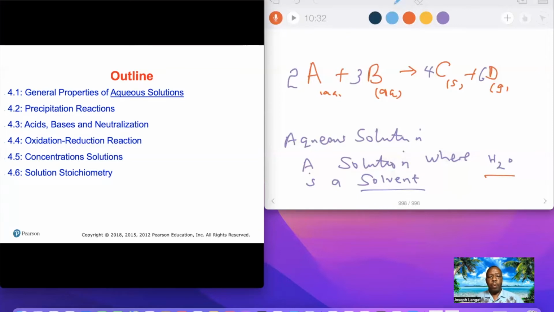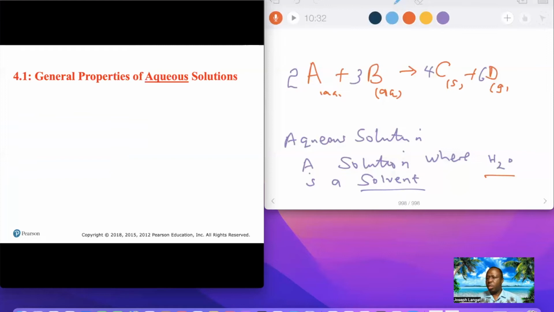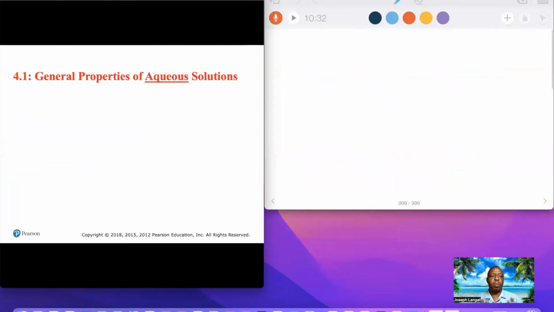And 4.5 will dive into concentration, a unit of expressing the ratio of the number of moles of solute in a given quantity of solution. And finally, solution stoichiometry. We will extend the stoichiometric calculation we covered previously to volume.